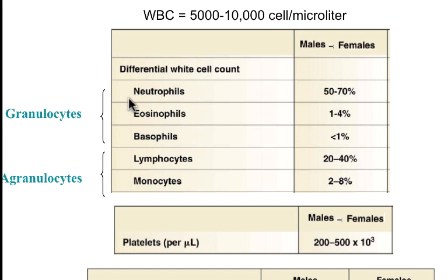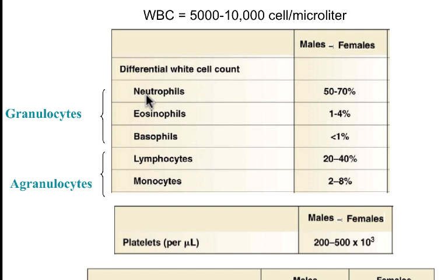We have two different types of white blood cells. One is called granulocyte, the one that has granules inside. And the other one is called agranulocyte, the one that doesn't have granules. We have 5 different types of white blood cells altogether. 3 of them are granulocytes, they have granules, and 2 of them are agranulocytes. Neutrophil, eosinophil, basophil, lymphocyte, and monocyte.